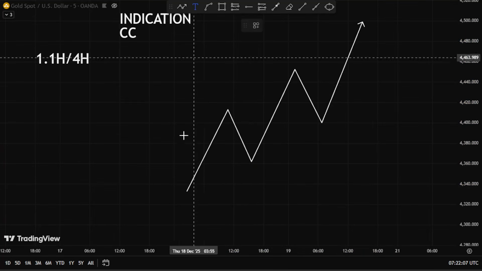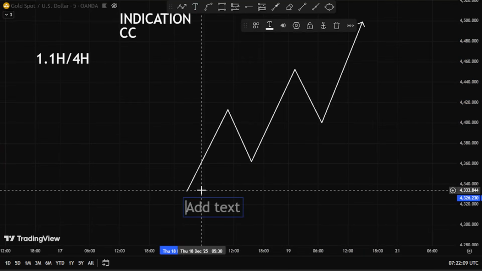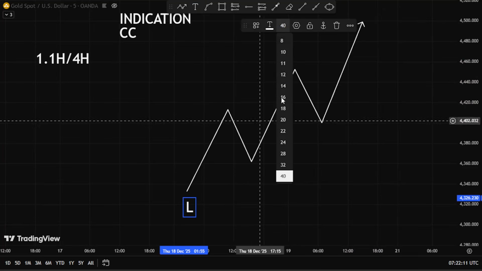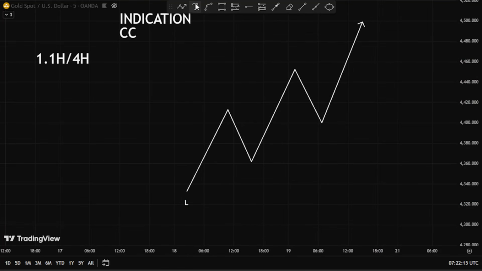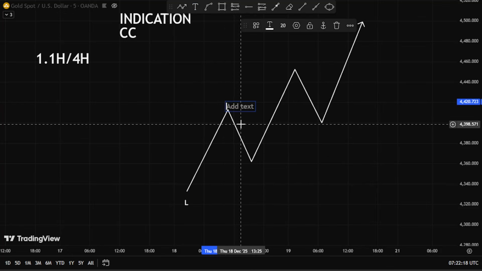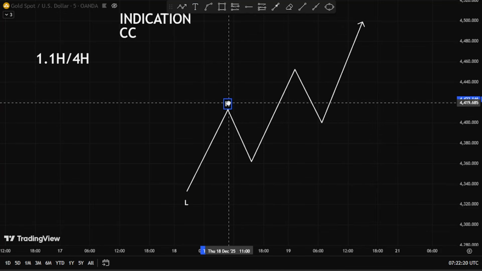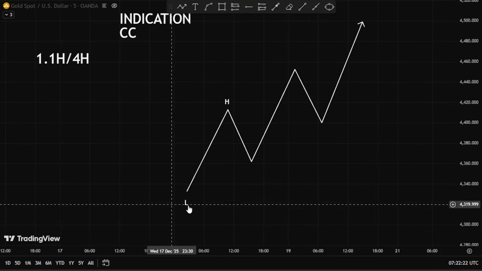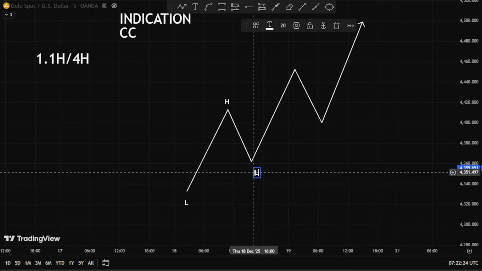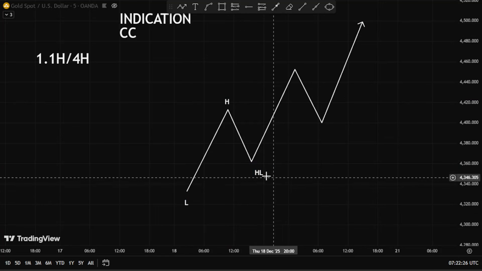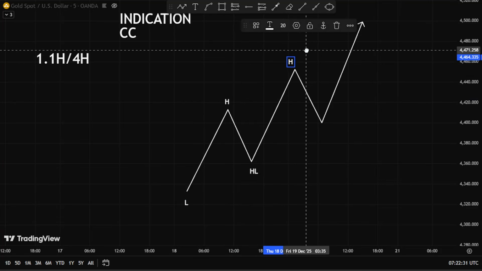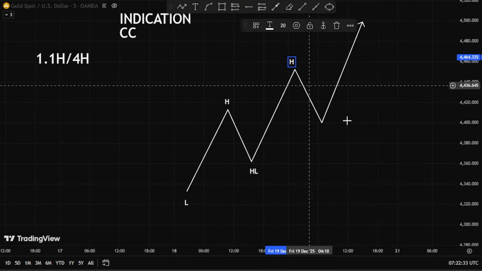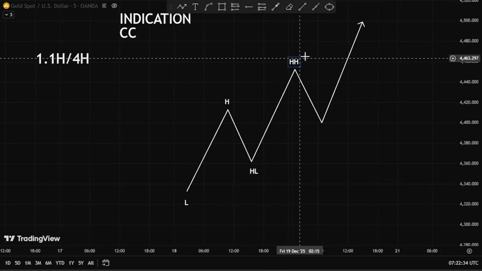So if price is moving in an uptrend, it's going to make a low, the first low here, then it is going to make a high. Then it makes a higher low here, then it makes a higher high. That is a normal uptrend that we know.